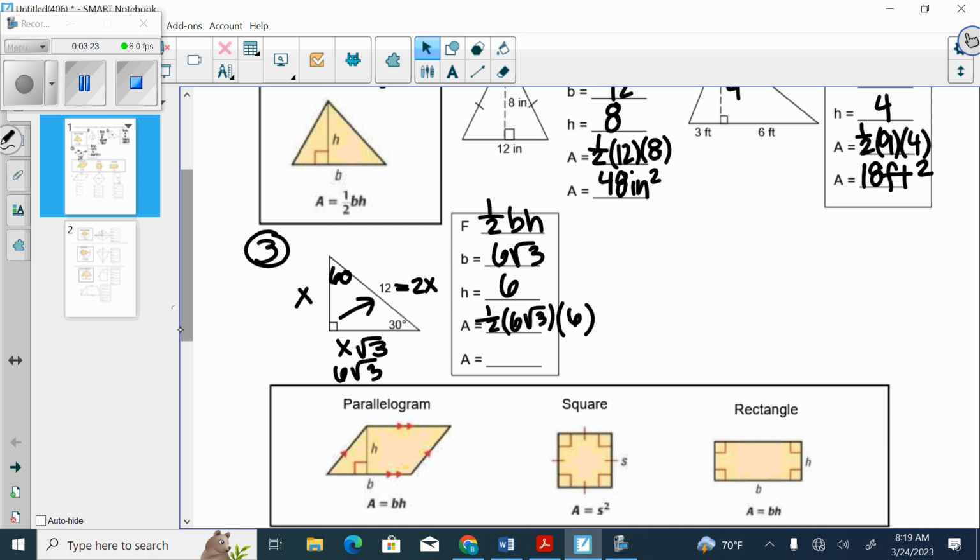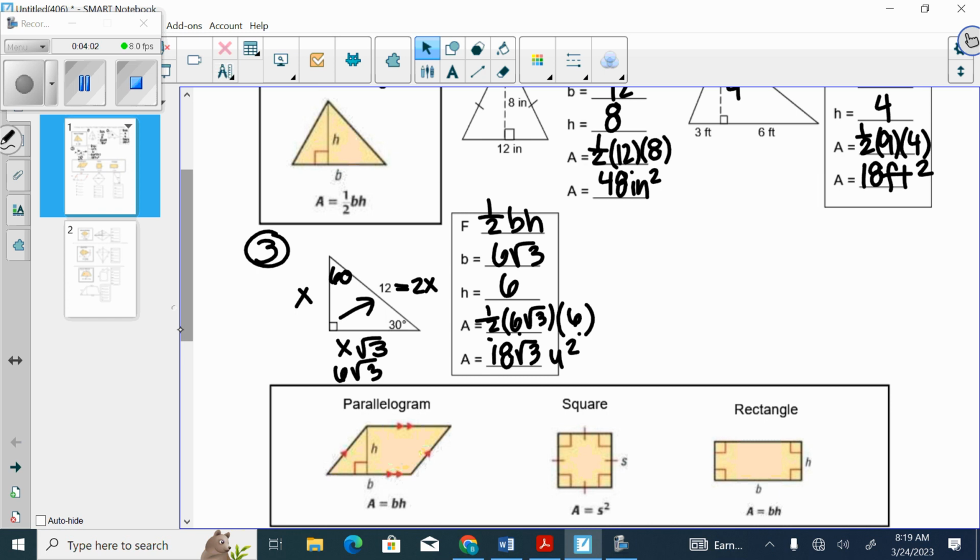We don't want to put that in our calculator because it's going to give us an irrational decimal, a decimal that keeps going because there is no square root. So remember, we treat a radical like a variable. You pretend it's an x. You can multiply the things in front of it, but you don't actually multiply the radical itself. So I would do 1/2 times 6 and 3 times 6, so the area is 18 square root of 3. And they didn't give us a unit here, so we're just going to put units squared.